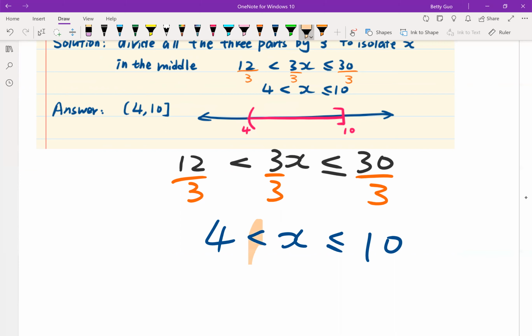We have less than here, so it's open. 4 is not a part of the solution set. We have less than or equal to, so 10 is included. So left open, right closed.